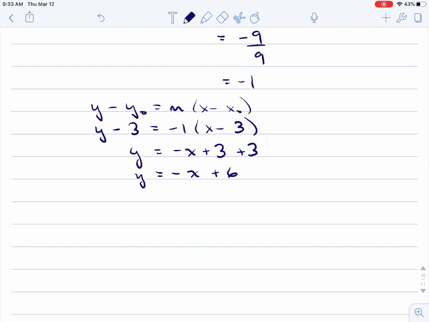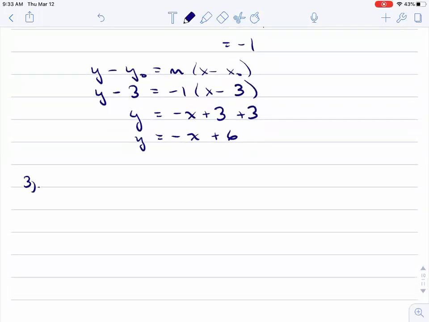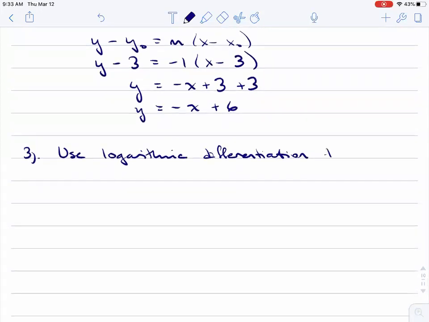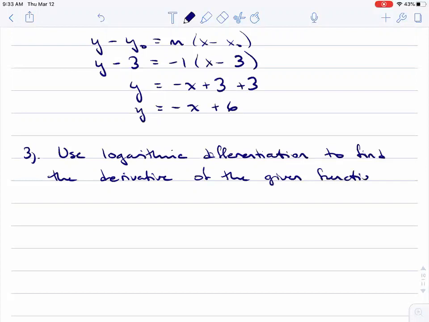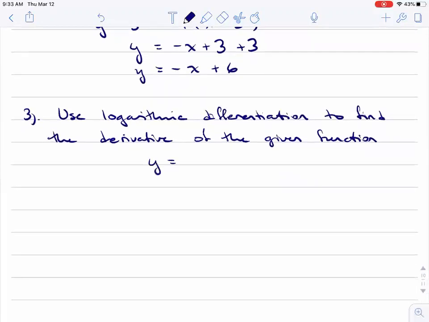Logarithmic differentiation. So problem 3 that we'll look at says use logarithmic differentiation to find the derivative of the given function y equals (2x plus 2) to the power of (x squared minus 1).